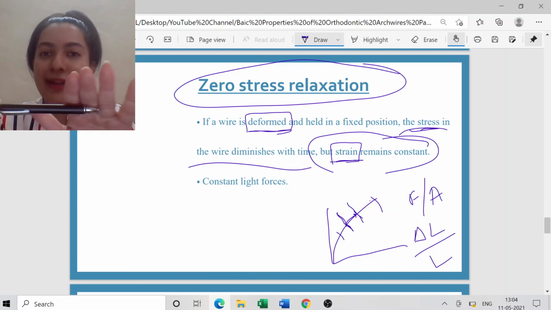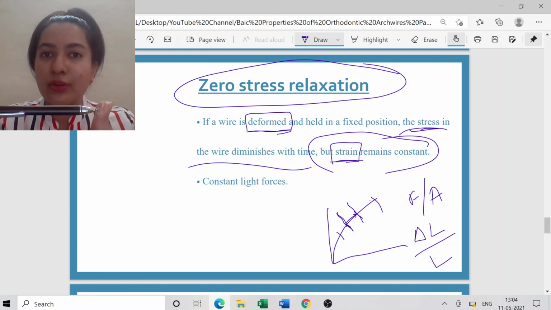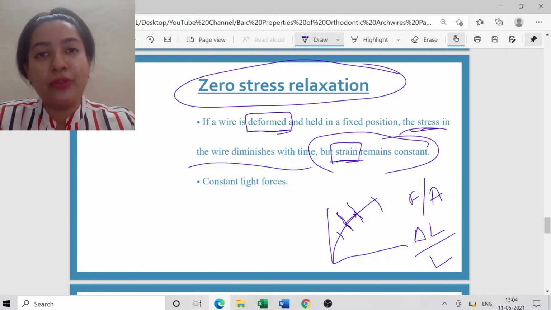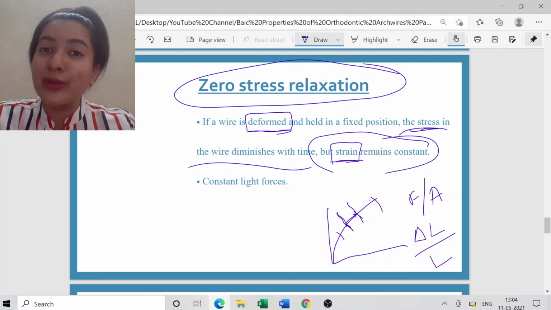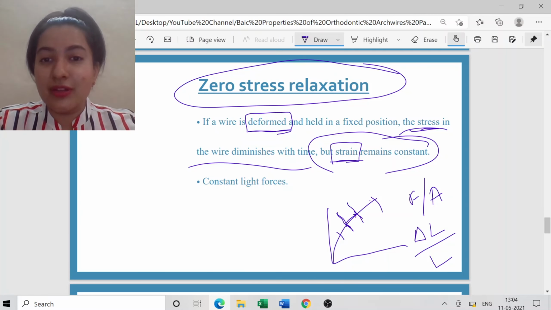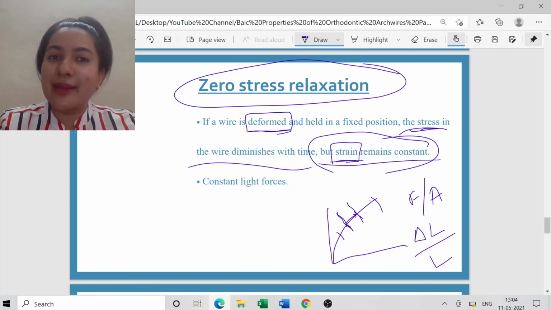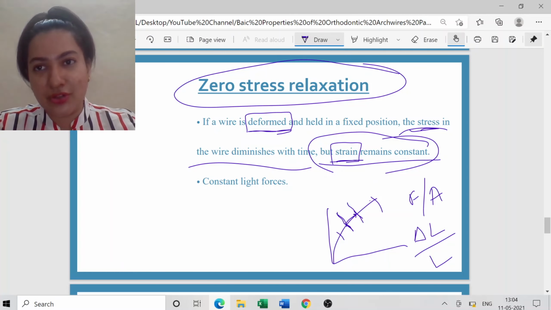It is now being held at fixed position. There are no forces acting on it. So obviously my stress will reduce because there are no forces acting. But once the deformation has occurred, my dimension has already changed. It cannot go back to its original dimension. So the stress will remain constant. So that is the concept of zero stress relaxation.